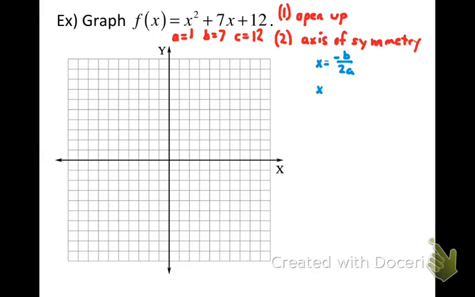So we would say x is equal to the opposite of 7, the opposite of b, divided by 2 times a, so that's 2 times 1. Now that's going to give me negative 7 divided by 2, and negative 7 divided by 2, of course, is exactly negative 3.5. So the equation for my axis of symmetry is x equals negative 3.5.